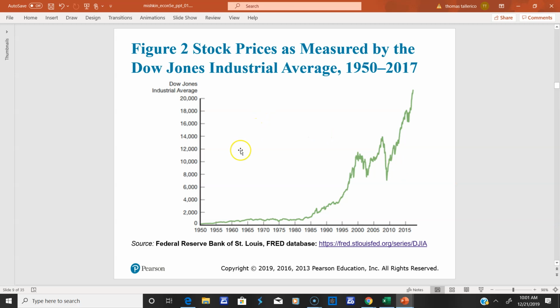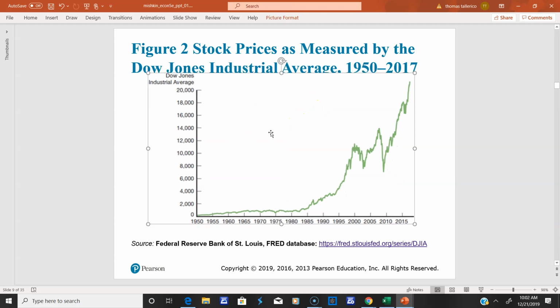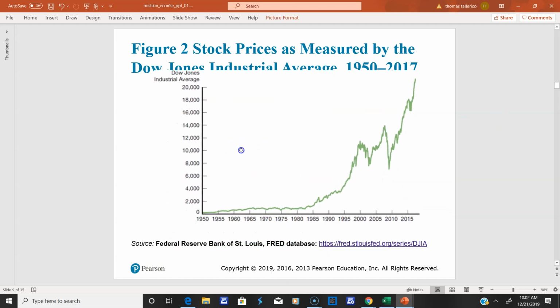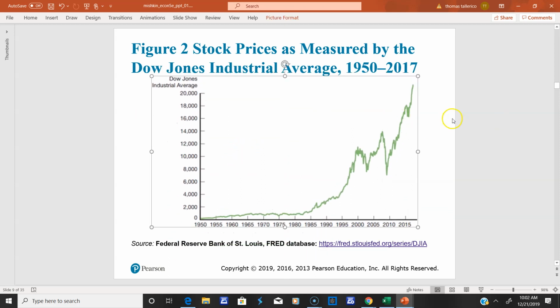All right, so here's a nice figure which shows you stock prices over the last 67 years. And you'll notice how stock prices have gone up. This is the Dow Jones Industrial Average, which is a measure of 30 stocks, and it's gone up. And you can see the last 20 or 25 years or so, it's really accelerated.